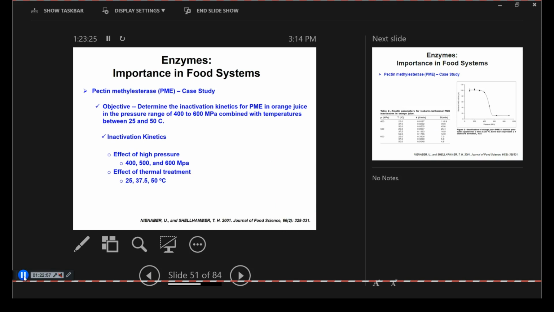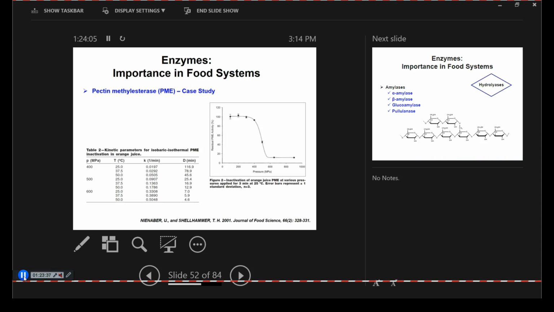There's this article where they looked at inactivation kinetics of pectin methyl esterases in orange juice, looking at the impact of pressure combined with temperature. So they looked at inactivation kinetics using high pressure, 400, 500, and 600 MPa. What's the M for? Mega. Okay. And then combined with thermal treatment, looking at those different temperature combinations.